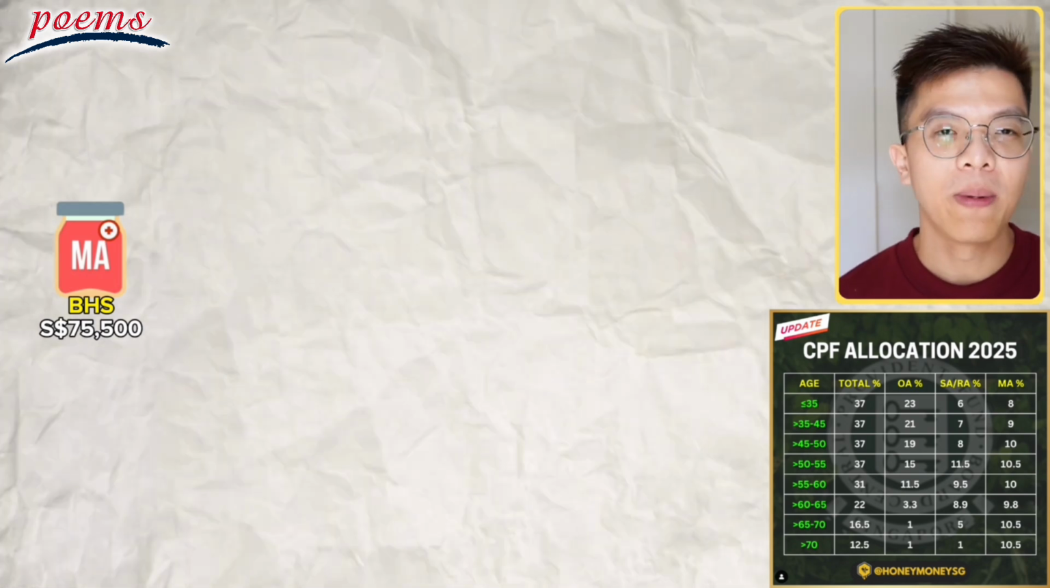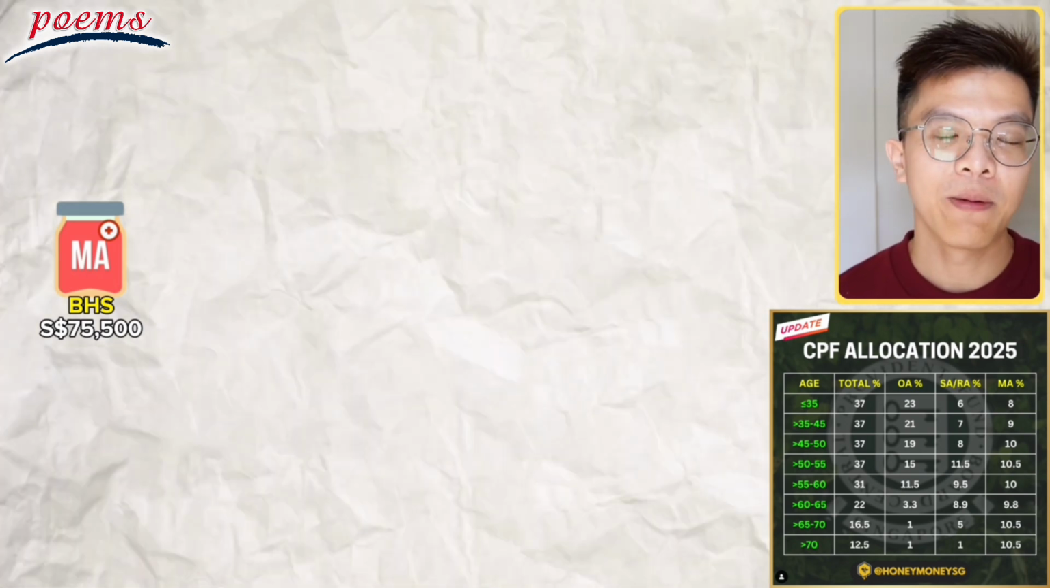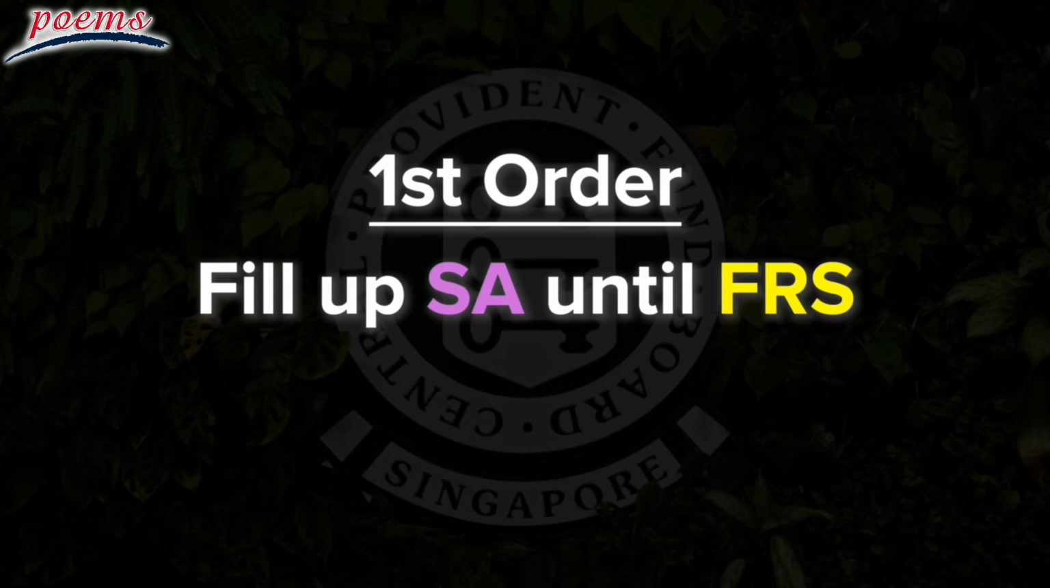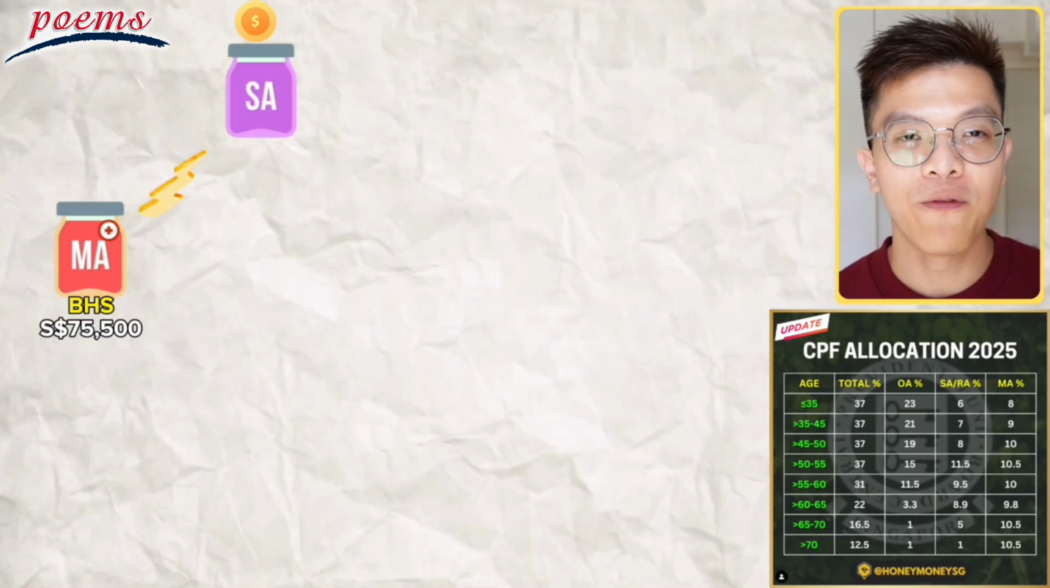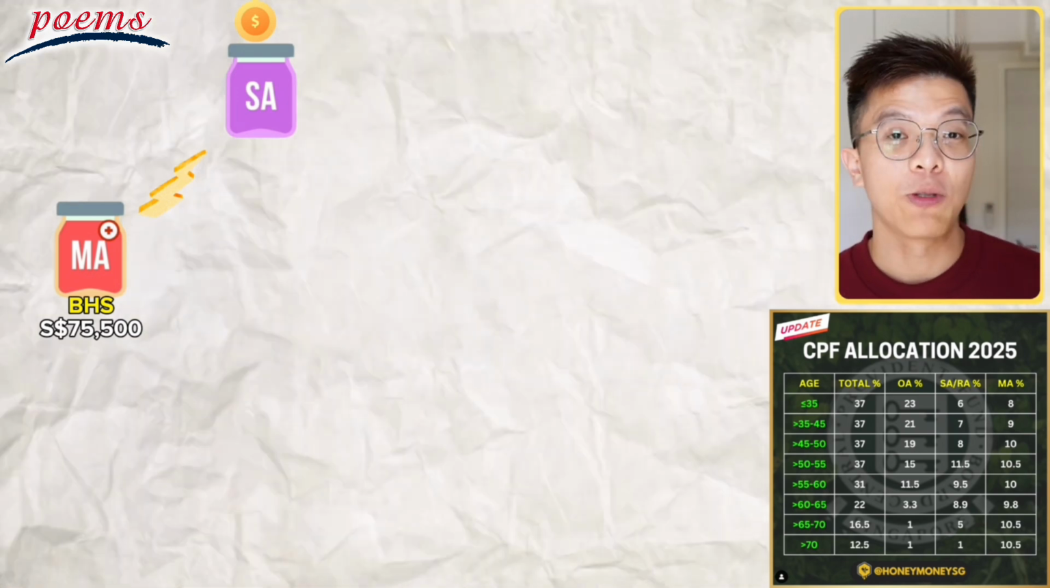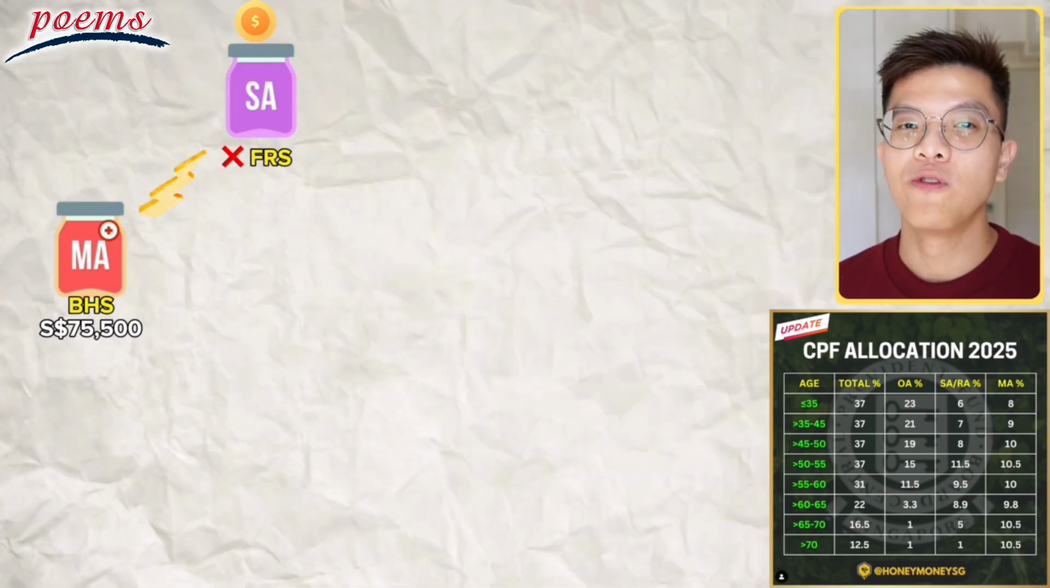So the first order of supercharging effect after your MediSave account has reached the basic healthcare sum is that it will first go to the special account. Alright, your MA contributions will flow to the special account first, and this is assuming your special account has not reached the full retirement sum.